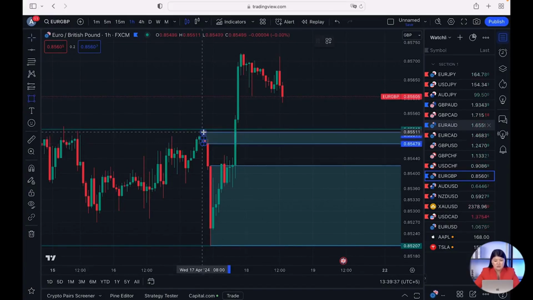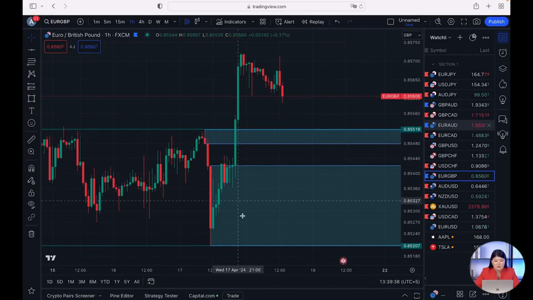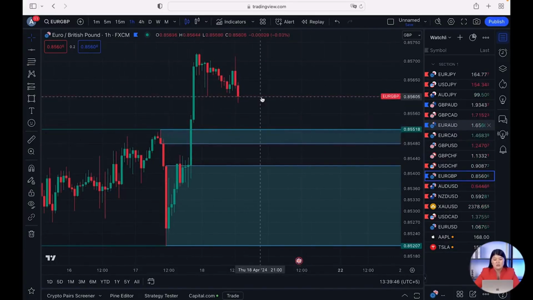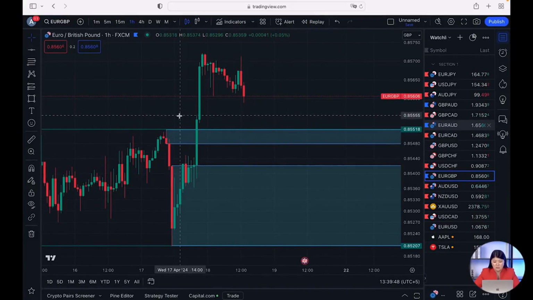So what does this become for me? It becomes a breaker block. This is the order block below for me. What does this become for me? Breaker block. So what happens in this breaker block for me? These are considered the places where I open my positions, yes.